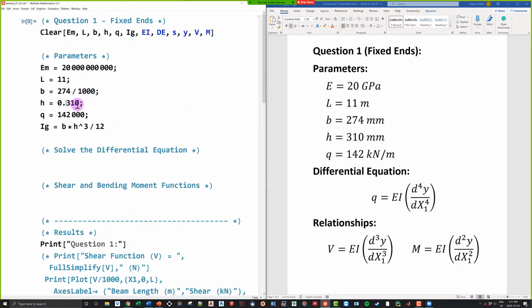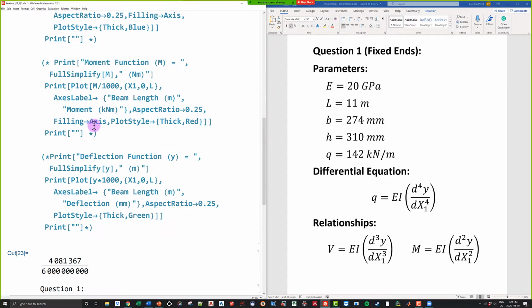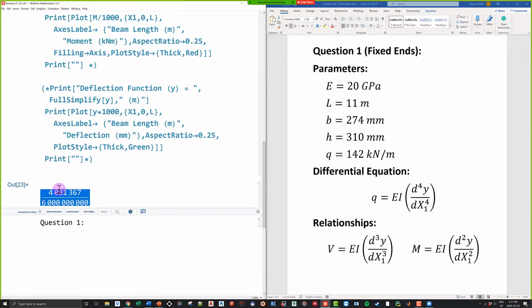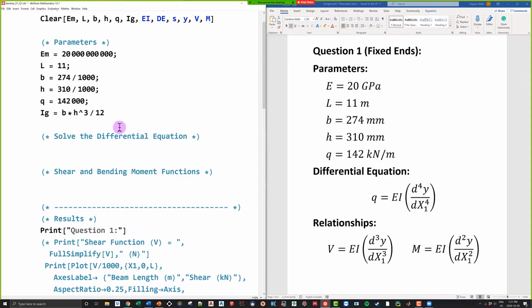Same for H. All right, so let's do that. Instead of 0.310, we go 310. We'll divide that bad boy by 1,000. Oh, what do you know? We have a fraction now. So this is going to be the key when we're doing these algebraic expressions in the assignment. All of our inputs in the equation must be fractions in order to get the output as a fraction.